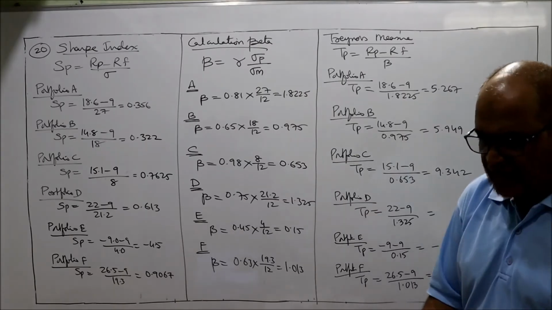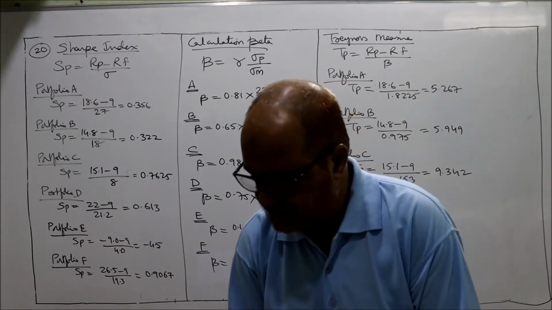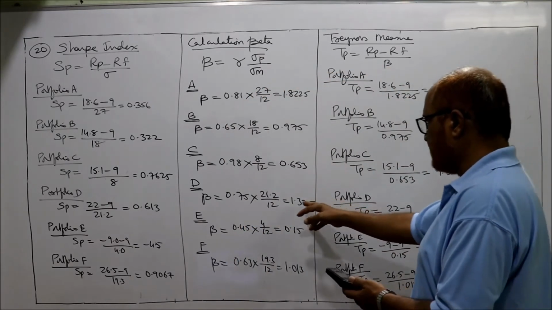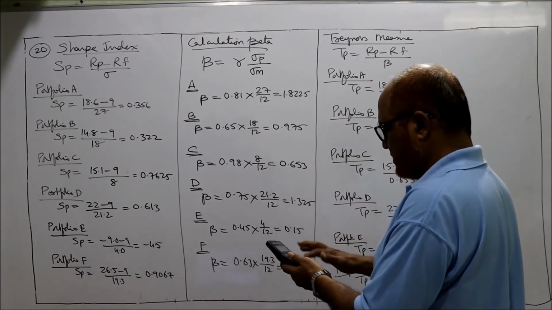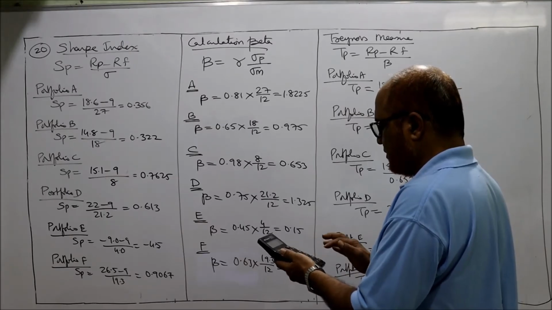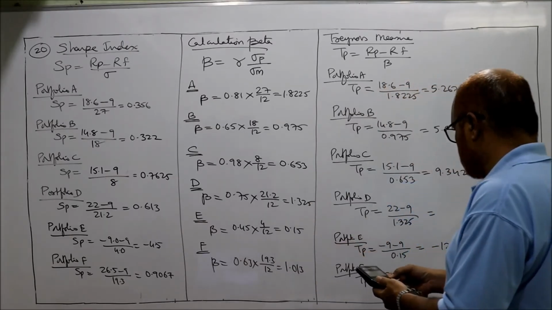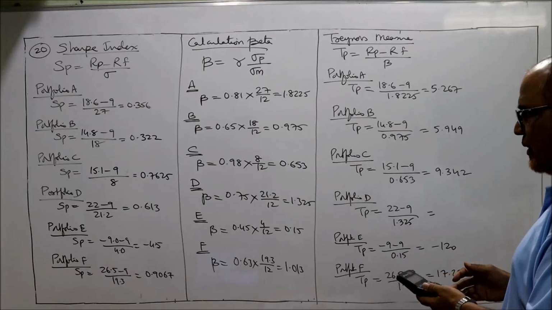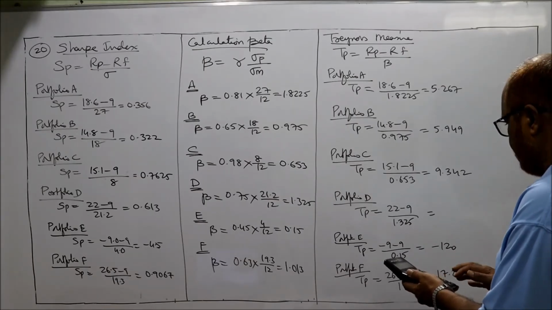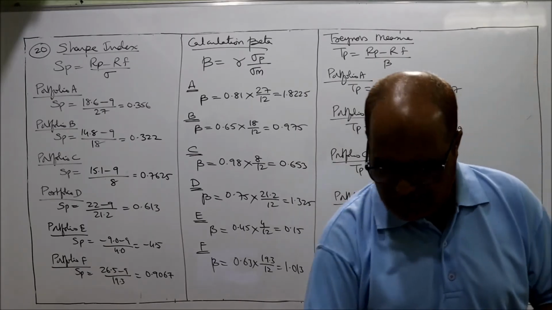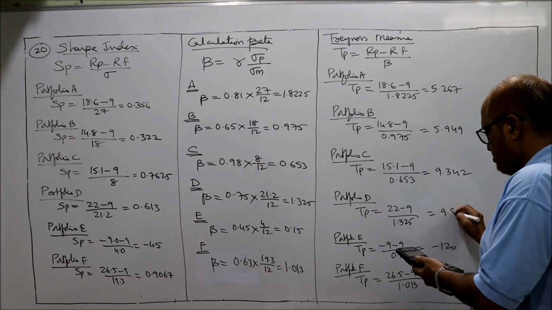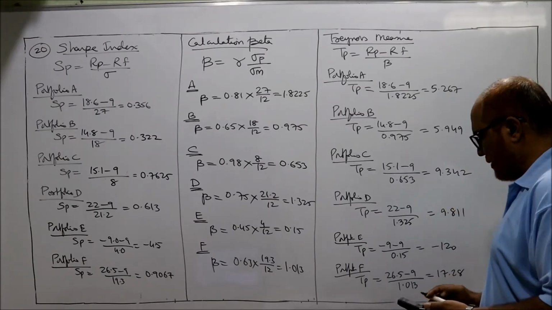And D, we will calculate. Beta for D is 0.75 into 21.2 divided by 12, 1.325, right? 22 minus 9 divided by 1.325 comes to 9.811.